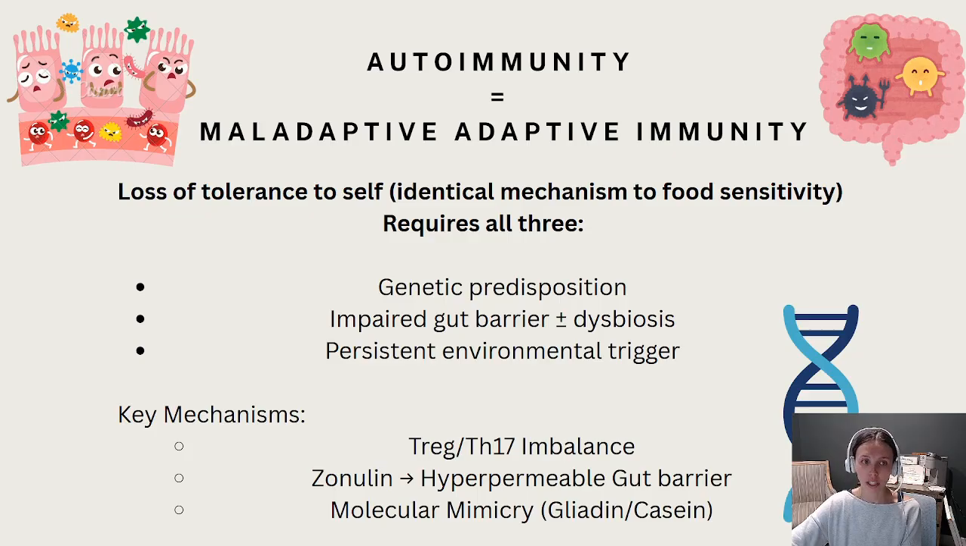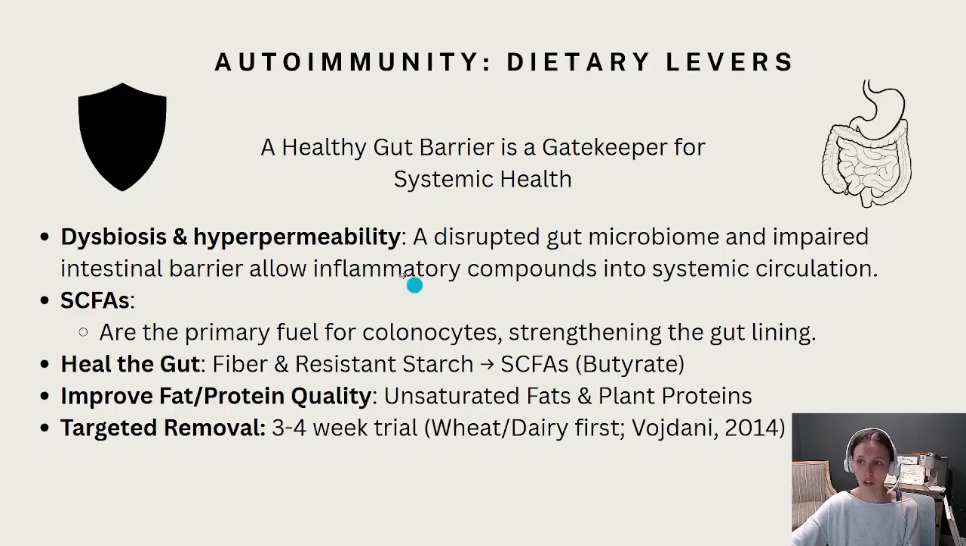And then we also see a spike in zonulin, which leads to a hyperpermeable gut barrier and also systemic exposure to antigens. And then we also have molecular mimicry, where there are certain dietary peptides from certain foods, such as gliadin, that is from wheat, and then also casein, which is from dairy, which can mimic our tissues and trick the immune system into actually attacking itself.